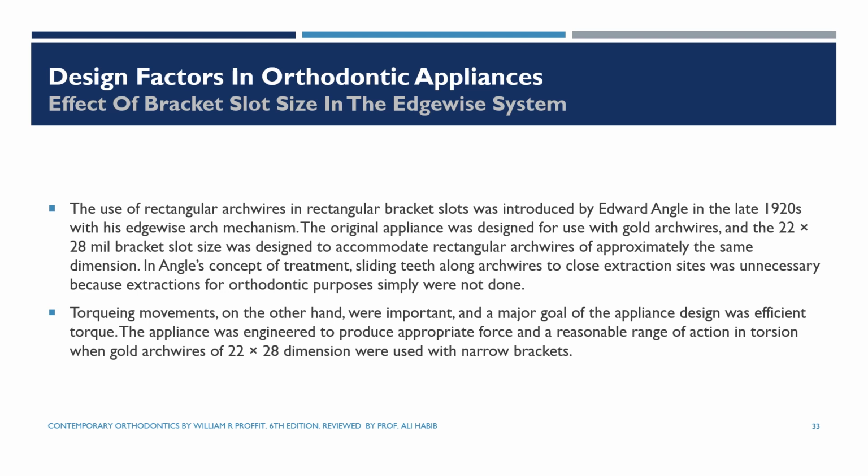The original slot size that was used by Angle was 0.022 by 0.028 of an inch, which is 22 by 28 mil. And why was that? Because at that time he was using gold wires, and most of the time his brackets were narrow brackets. Also, at his time he didn't do extraction, so there was no sliding. His main use of rectangular wire was to apply torque movement.